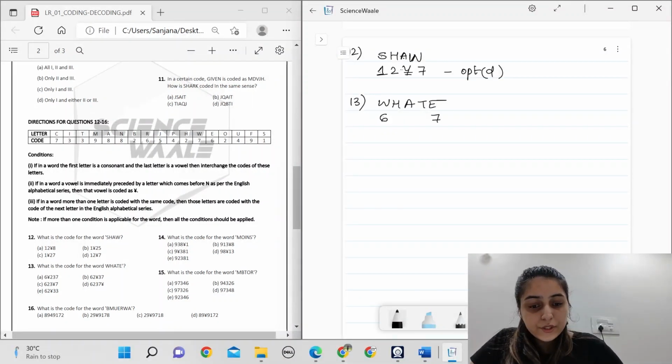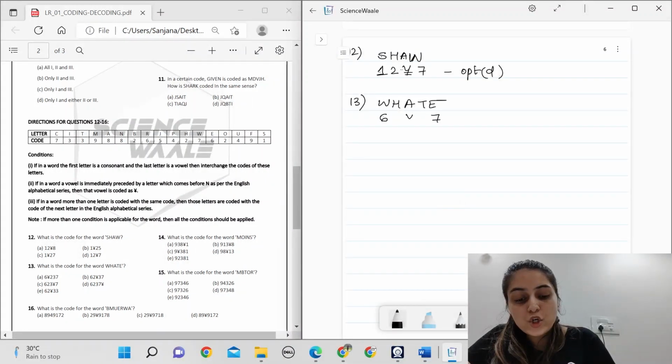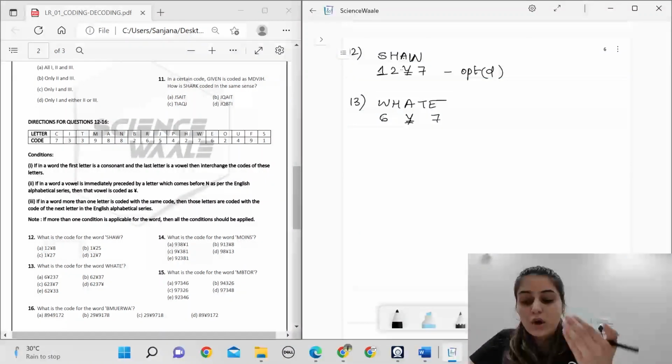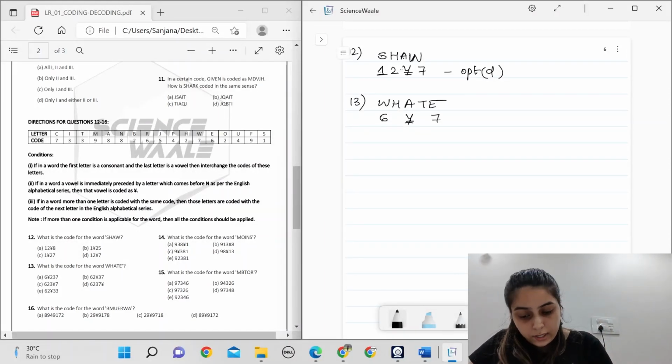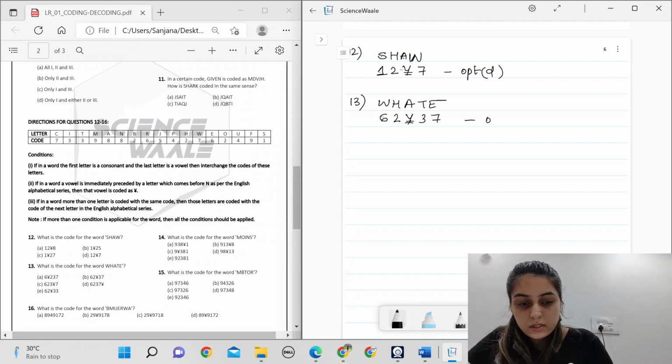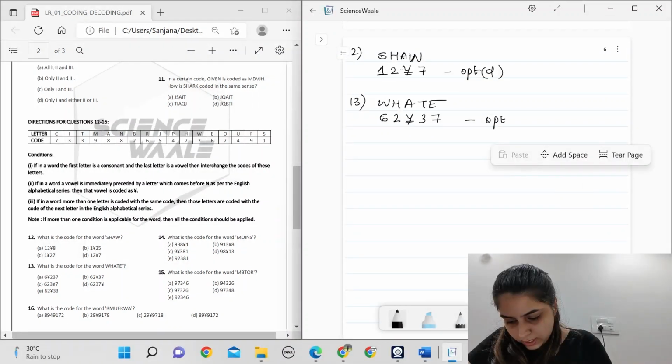Again here A is a vowel and H is a letter which occurs before N in the alphabetical series. So following the second condition, A should be coded as E instead of its original code, and H is coded as 2, and T is coded as 3. So the answer is 62E37, and this is option B.